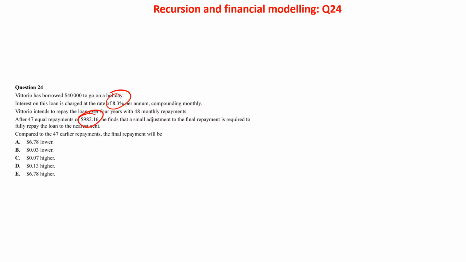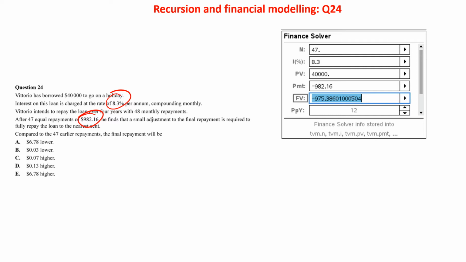Now, here's the thing here. You're going to have to use Finance Solver, and I would use Finance Solver basically twice. So the first one is when you do 47 payments.